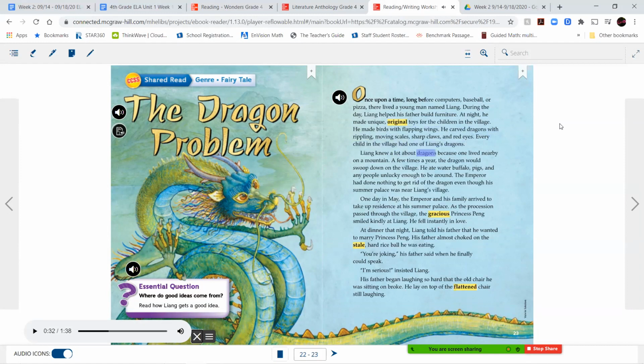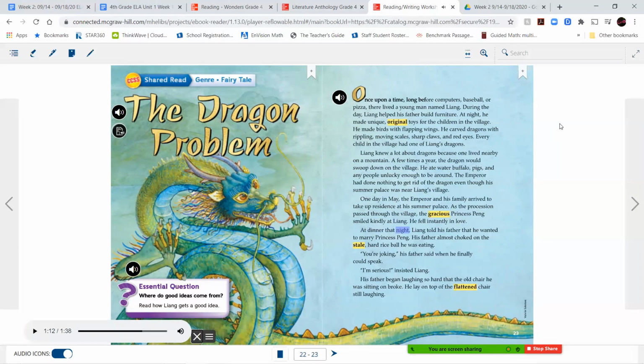Liang knew a lot about dragons because one lived nearby on a mountain. A few times a year, the dragon would swoop down on the village. He ate water buffalo, pigs, and any people unlucky enough to be around. The emperor had done nothing to get rid of the dragon, even though his summer palace was near Liang's village. One day in May, the emperor and his family arrived to take up residence at his summer palace. As the procession passed through the village, the gracious Princess Peng smiled kindly at Liang. He fell instantly in love.